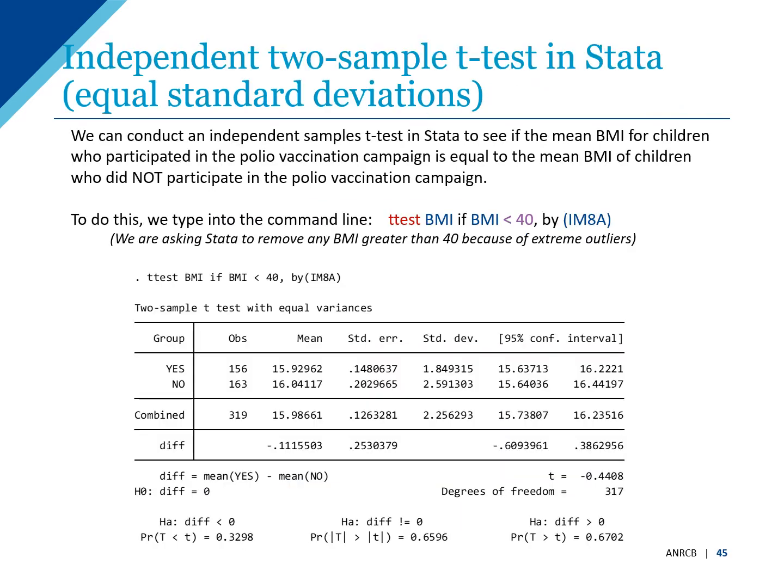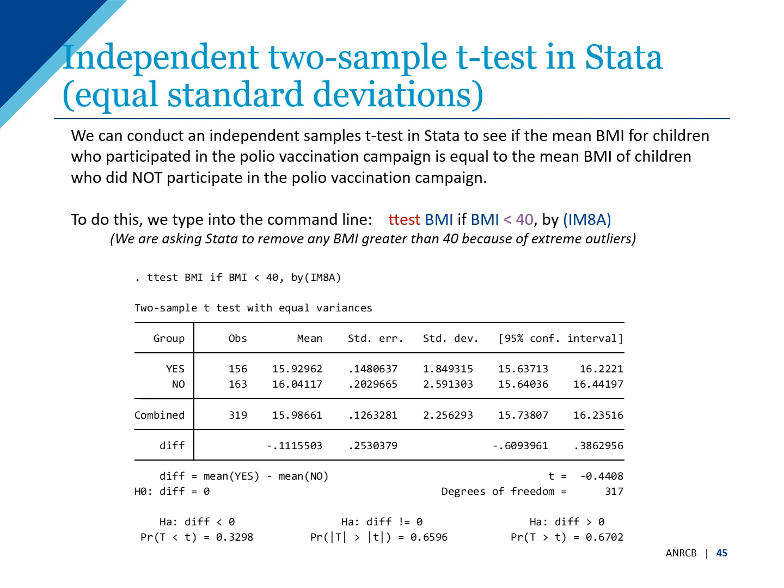We can conduct an independent samples t-test in Stata to see if the mean BMI for children who participated in the polio vaccination campaign is equal to the mean BMI of children who did not participate in the polio vaccination campaign. To do this, we use the t-test command and type into the command line: t-test BMI if BMI < 40 by IM8A, which is the dichotomous variable for participation in the polio campaign.